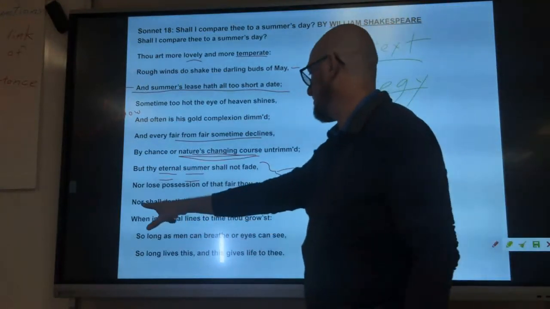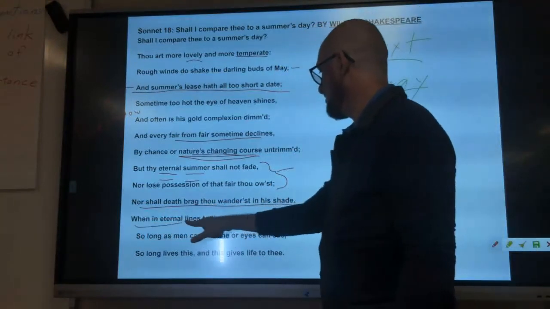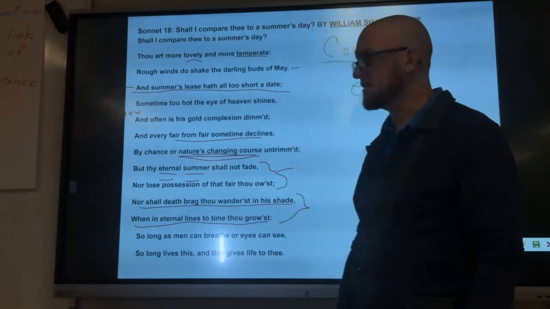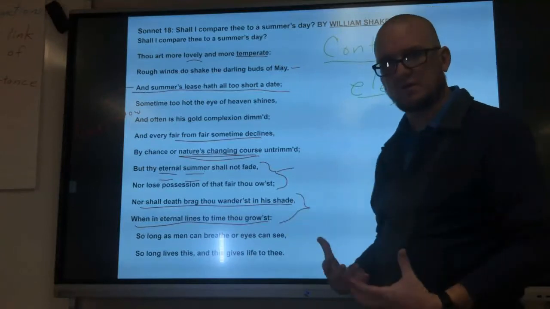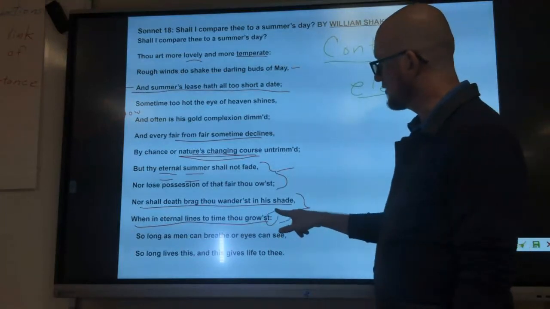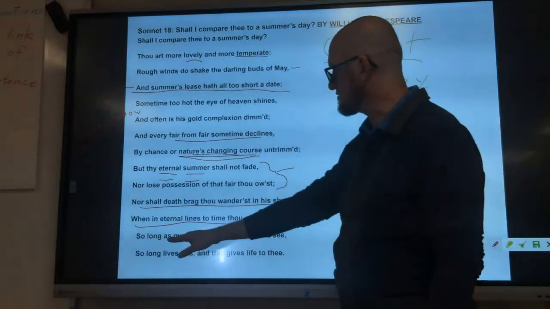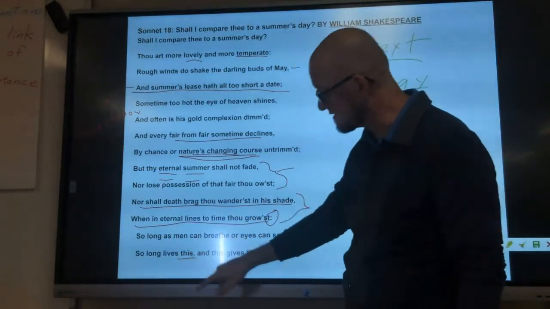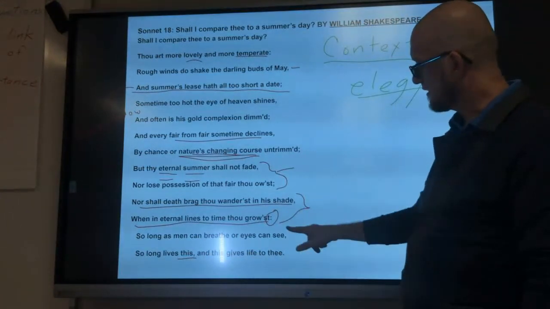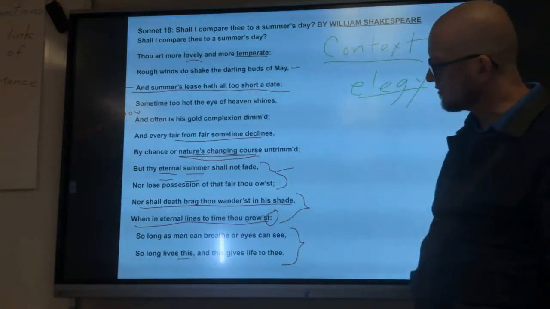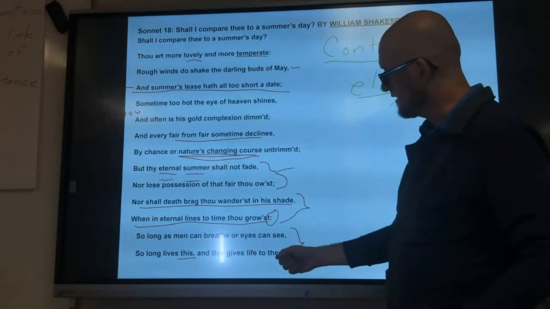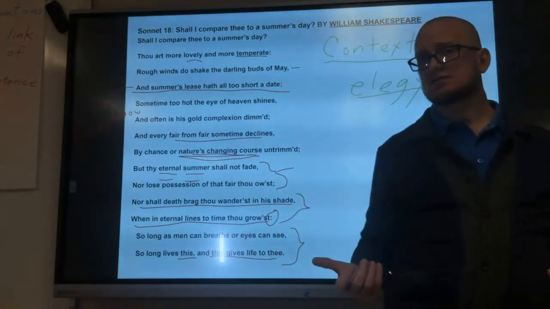Nor shall death brag thou wanderest in his shade, when in eternal lines to time thou growest. As time goes by, death cannot even brag. It has taken the amazing beauty of my child, of you, my child, and washed it out. Then we move on to that heroic couplet again. So long as men can breathe or eyes can see, so long lives this, the poem, and this gives life to thee. I am hoping, as a father, if I'm Shakespeare, that this poem lives on forever. Because in that way, he gives honor and life to the child that I mourn.